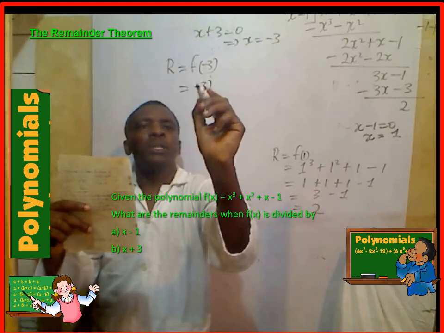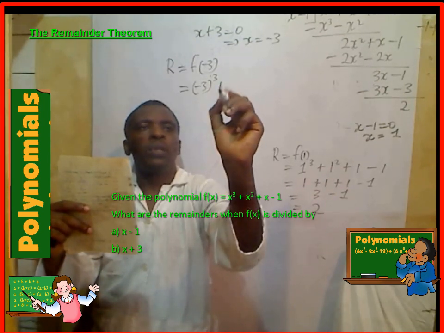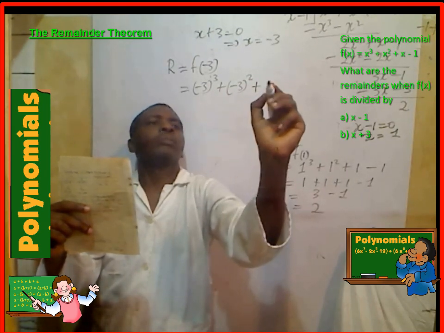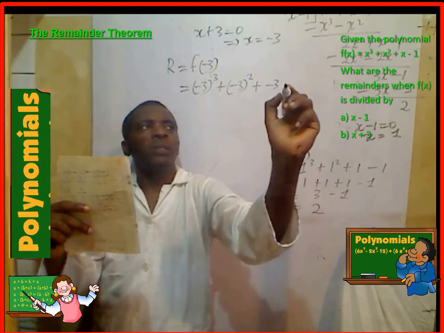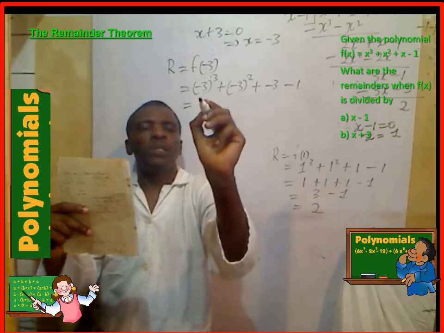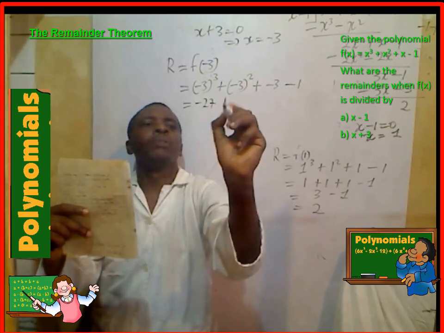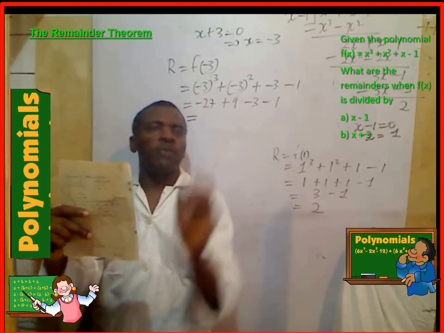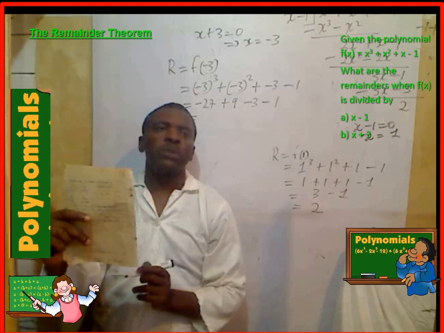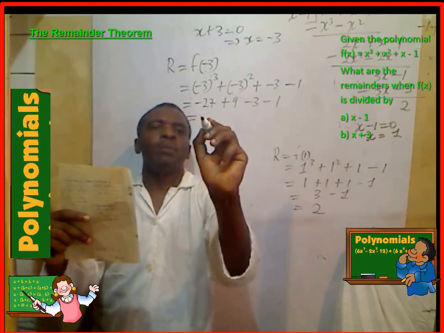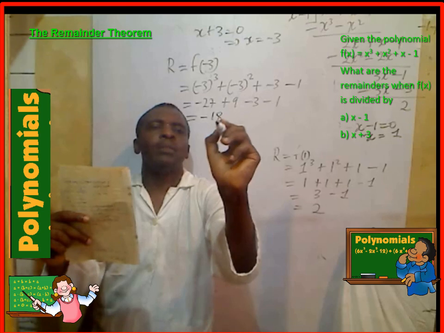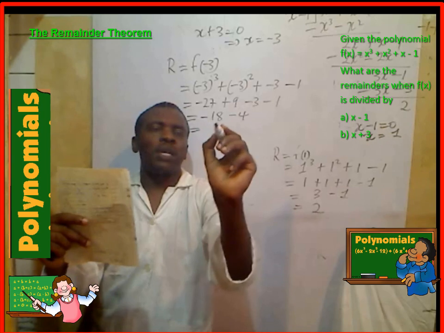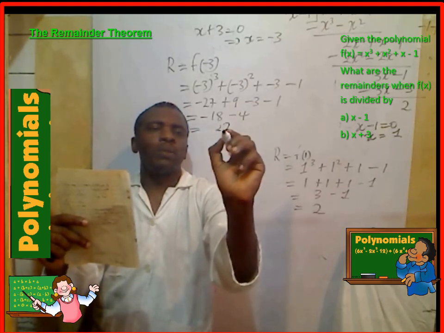minus 3 cubed plus minus 3 squared plus minus 3 minus 1. This is equal to minus 27 plus 9 minus 3 minus 1. Let's simplify. Minus 27 plus 9 will give us minus 18. Then minus 3 minus 1 is minus 4. So our final answer is minus 22.